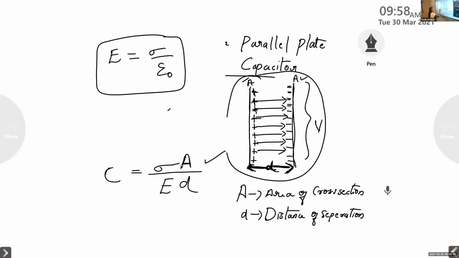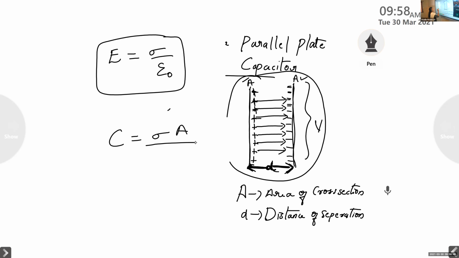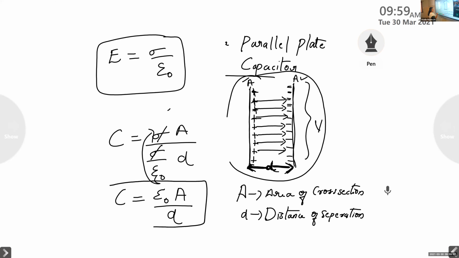So it becomes C is equal to sigma A divided by, instead of E, we have sigma by epsilon 0, into D. Here we can cancel these two sigma. So finally we get C is equal to, the epsilon 0 goes to the numerator, epsilon 0 A divided by D. C is equal to epsilon 0 A divided by D. This is the expression for capacitance of a parallel plate capacitor.